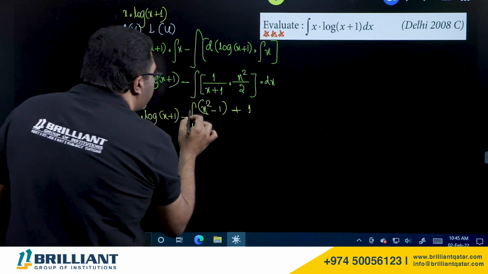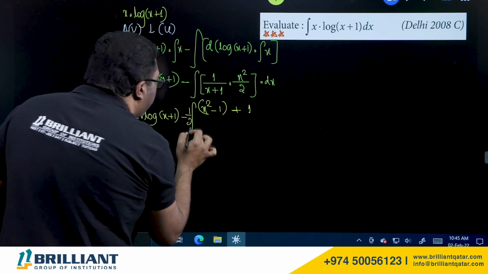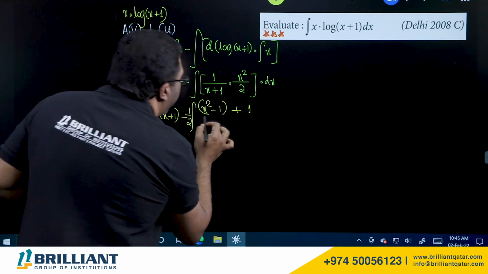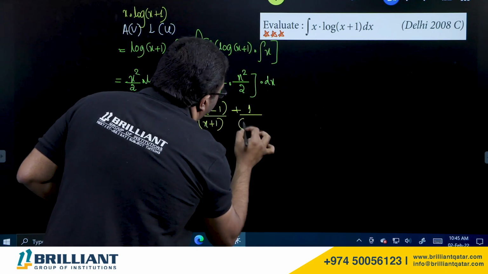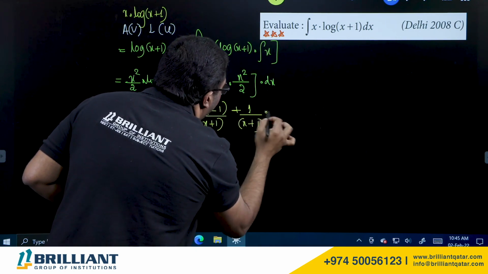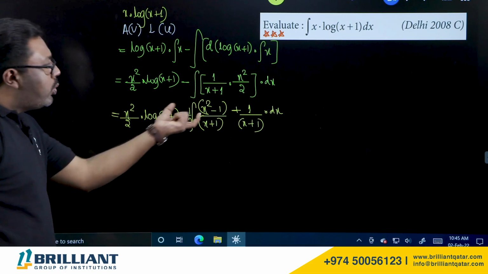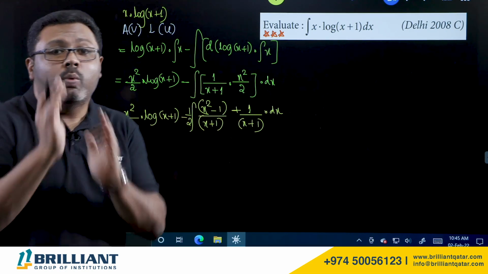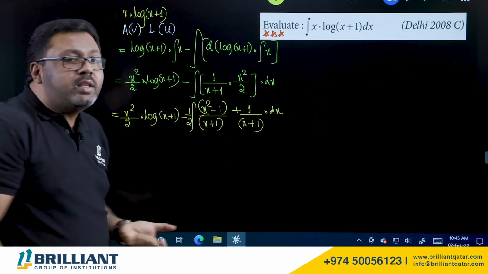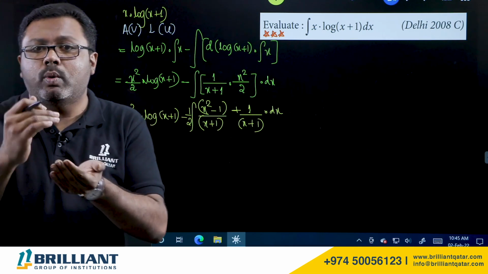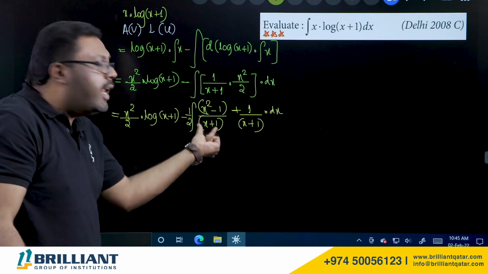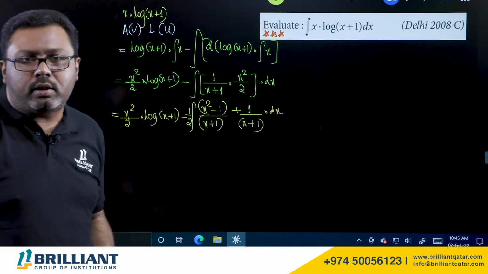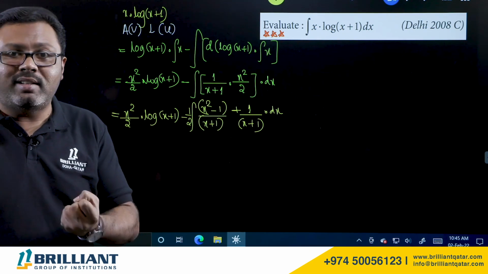I have a 2 there, so I will keep that 2 outside. Divided by x plus 1 and x plus 1. Okay, I am splitting the numerator as x squared minus 1 plus 1. And why again? Because x squared minus 1 I know is a squared minus b squared, which is a plus b, a minus b form, which will eliminate the x plus 1 in the denominator. That is why I am creating that form.